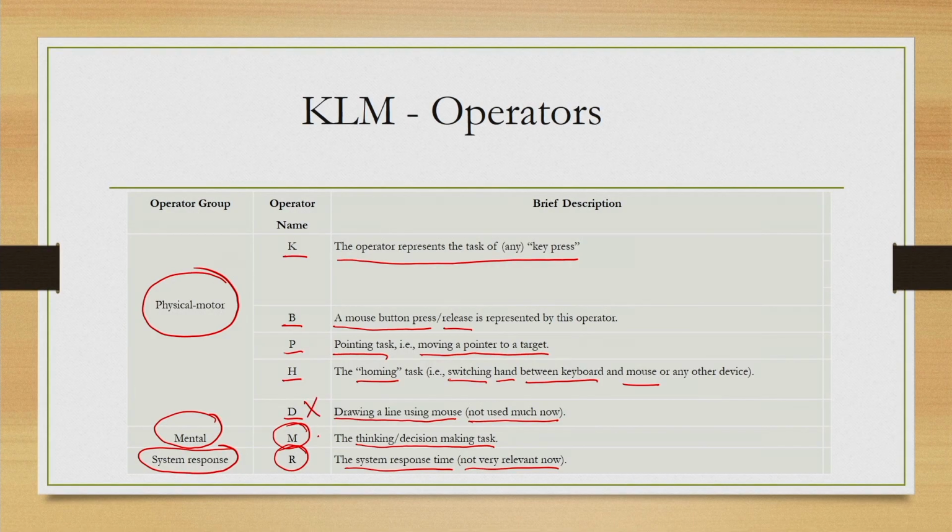So essentially, among these 7 operators we do not use D and R any more, as they are not very relevant nowadays, and the other 5 operators can still be used to model interactive tasks in the context of modern day interaction.